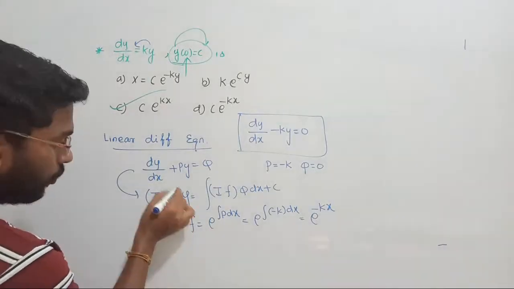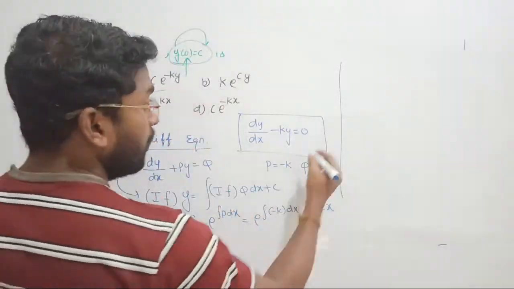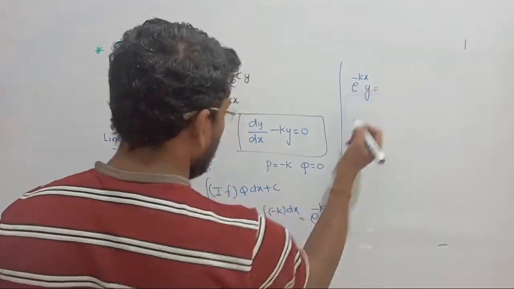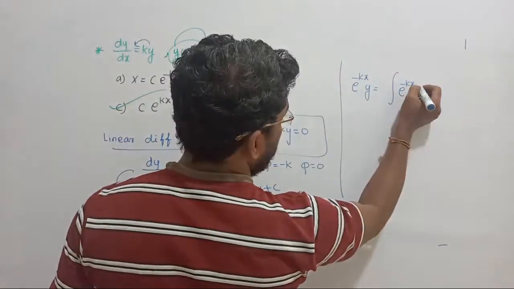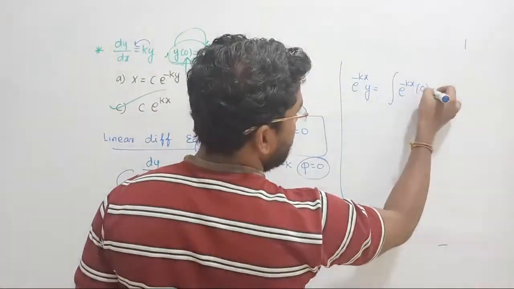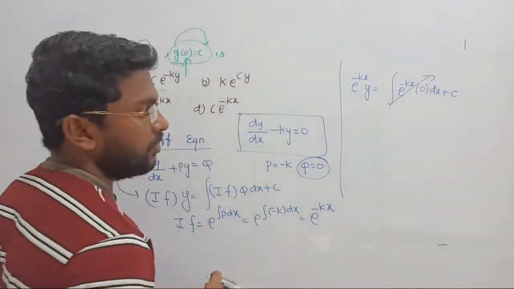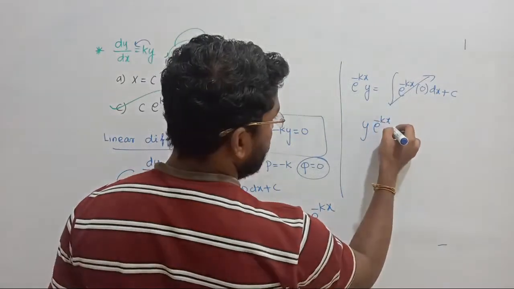Let's put this value into the equation such that in the next step your function can be written as e power minus k times of x into y equal to the integral of e power minus k times of x dot, what is the value of q? Q is 0. Again this whole term is going to be 0 with respect to dx plus constant c. So this whole value is going to be 0. Now y dot e power minus kx equal to c only.